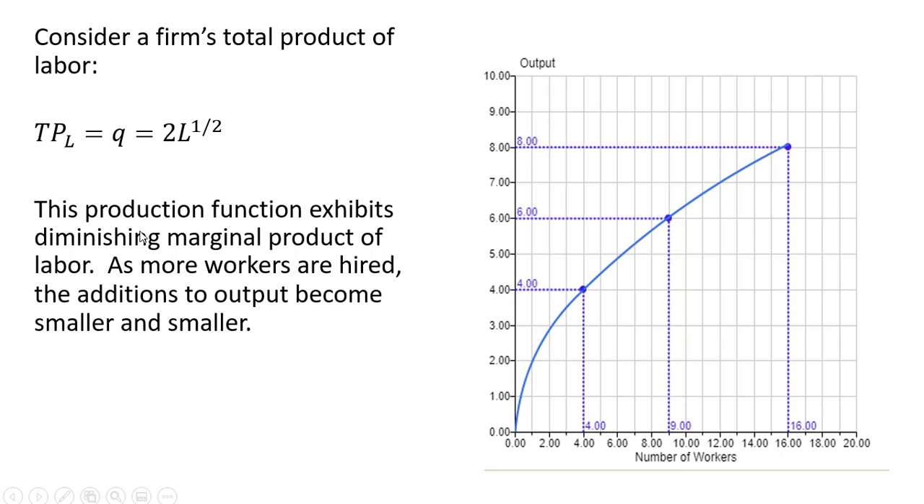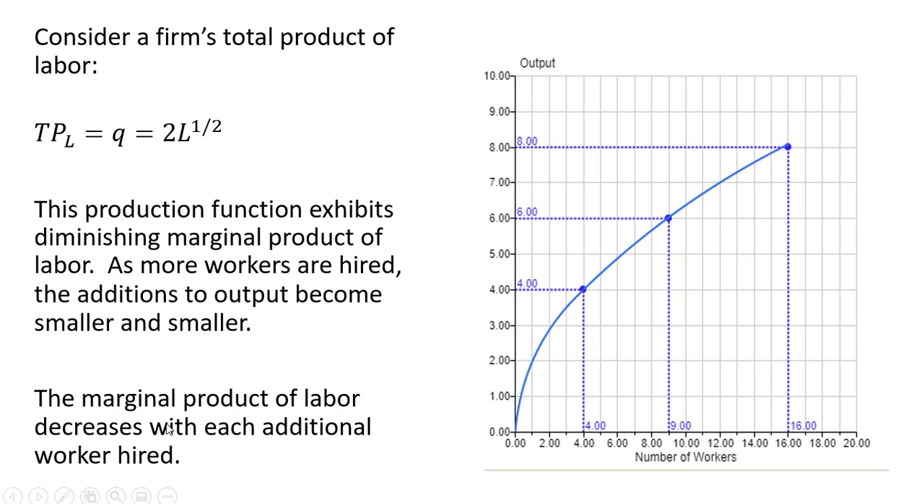This production function exhibits diminishing marginal product of labor. As more workers are hired, the additions to output become smaller and smaller. Here's a graph of that total product of labor function, short-run production function. As you can see, as a firm adds more and more workers, output does go up, but it goes up at a decreasing or diminishing rate. The marginal product of labor then decreases with each additional worker hired, given this production function.